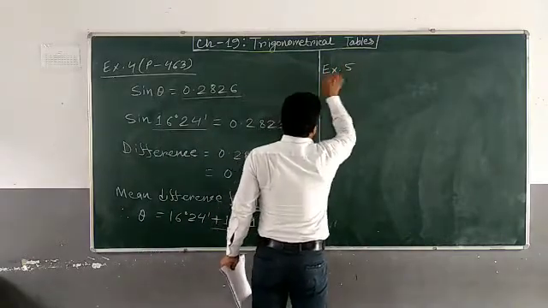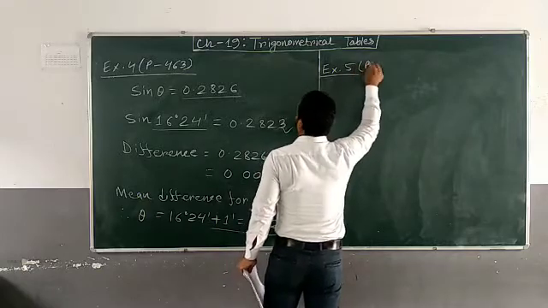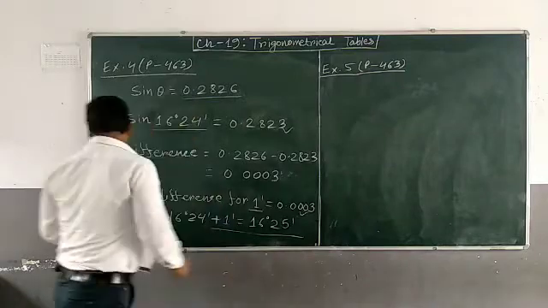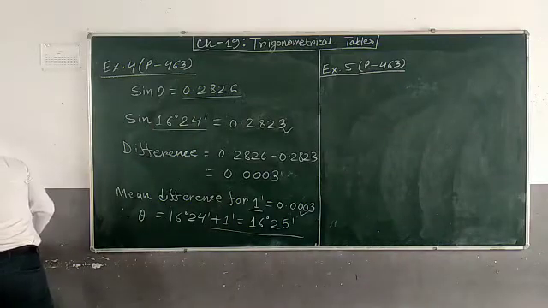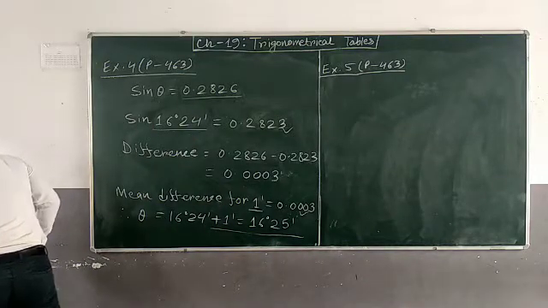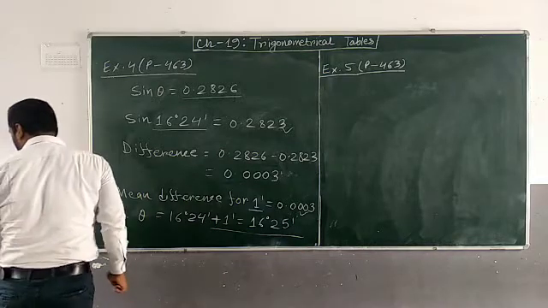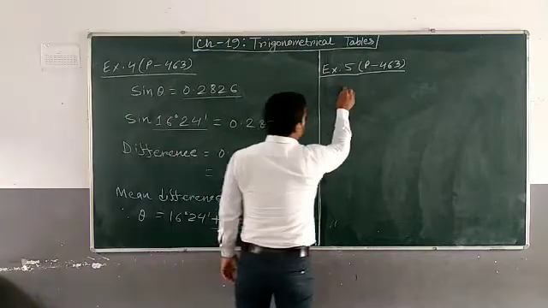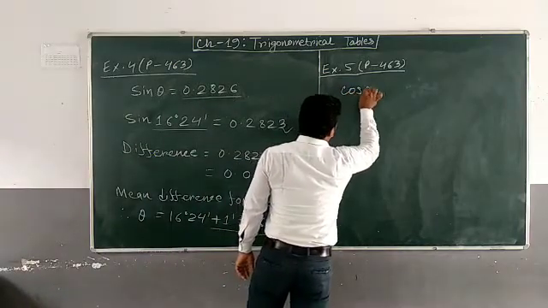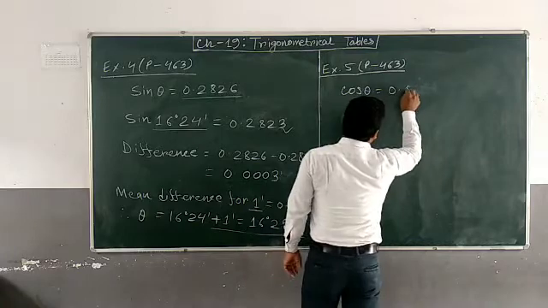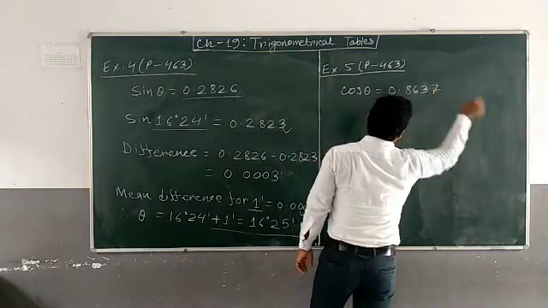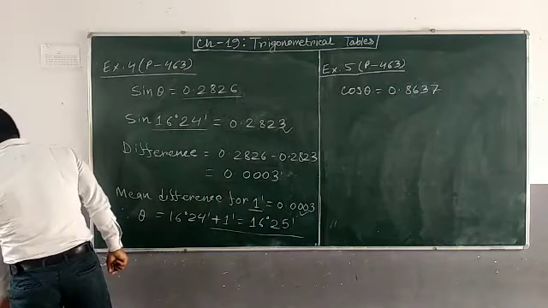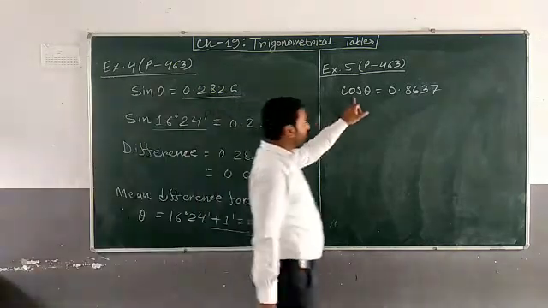Example number 5 on the same page, 463. The example says: find the angle theta when cos theta equals 0.8637. Cos theta is given as 0.8637, and you have to find the angle theta.